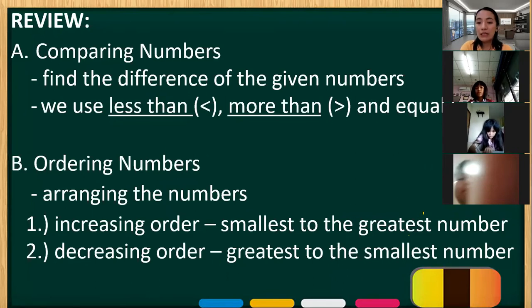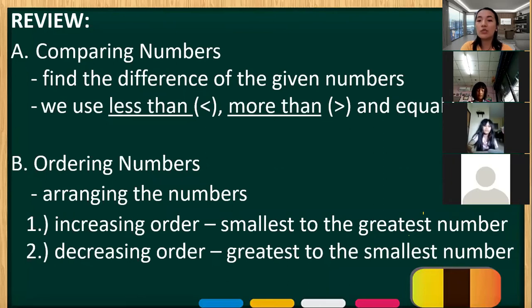If we are arranging the numbers in increasing order, we start to write the numbers from the smallest to the greatest number. Then when we are ordering the numbers in decreasing order, we write it from the greatest to the smallest.